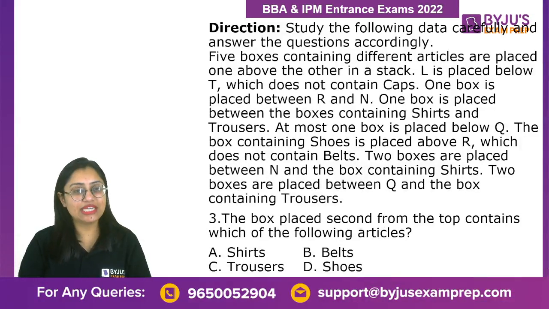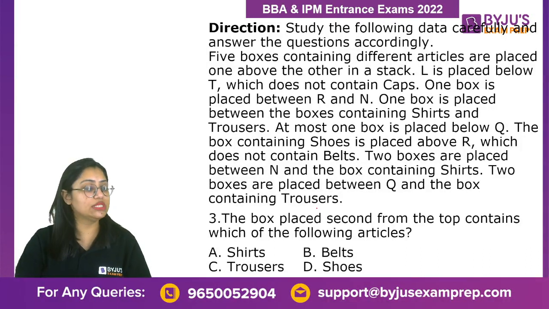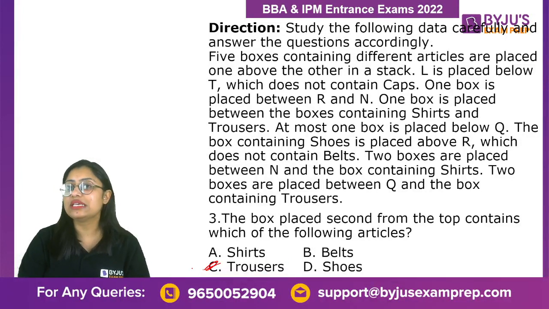Question number 3. The box placed second from the top contains which of the following articles? Second from top. The top box is N, which contains shoes. The second box from the top is T, which contains trousers. So option C is the correct answer.